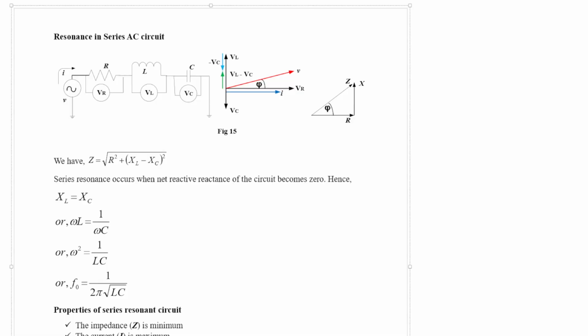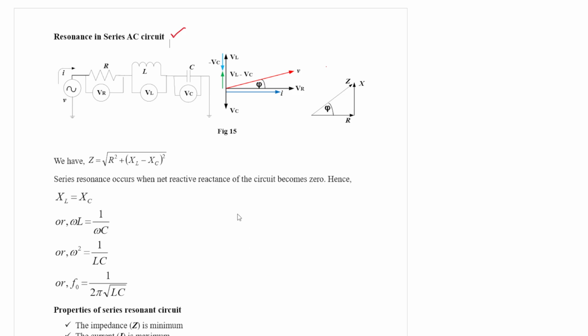Welcome, friends. So, we are discussing the AC networks. We have seen different aspects of series network, then we have seen the different aspects of parallel networks. Now, we shall see some more aspects. It's called resonance. So, we have already discussed this network.